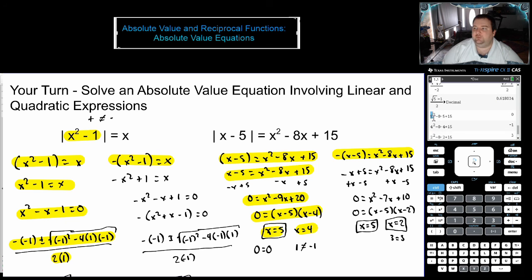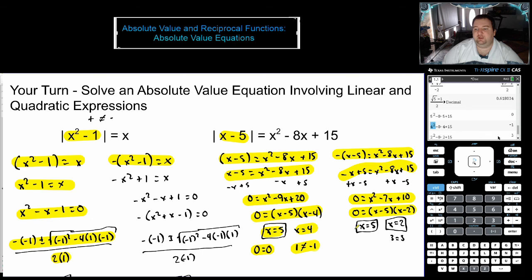So with x equals 5, on the right-hand side, you got 0. And of course, if I put 5 on the left-hand side, 5 minus 5 is 0. Absolute value of 0 is 0. And of course, 0 equals 0. So it works. Do the same thing with the 4 this time, and you get negative 1 on the right-hand side. And of course, this has to be positive, and it's going to equal positive 1, and 1 does not equal negative 1.